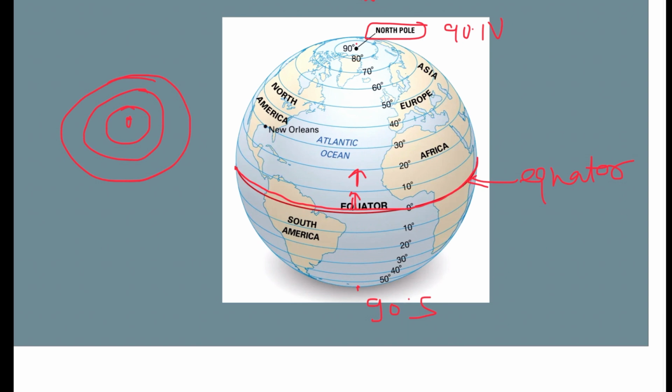So we denote it, suppose it is 10 degree, so 10 degree north because it is on the north side, 30 degree north, and 50 degree north. While on the southern side, we denote it by 10 degree south, 20 degree south, 30 degree south. And all these latitudes together are called parallels of latitude.